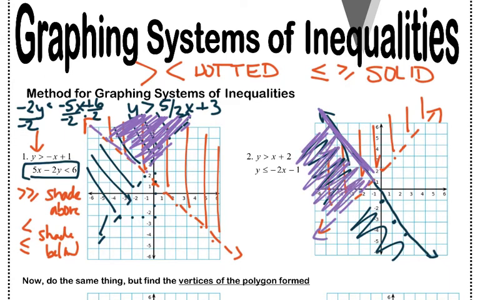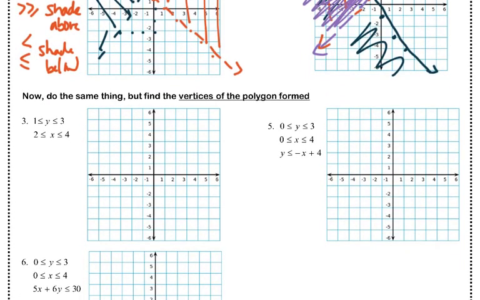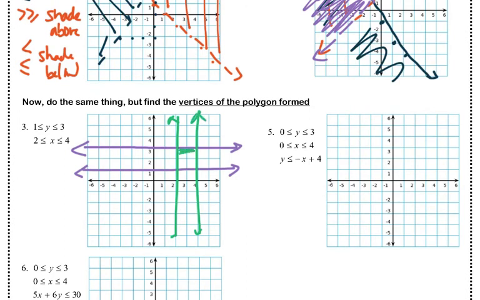And that's it. So now what we're going to do is do the same thing, but we're going to find the vertices of the polygon formed. This is going to set us up for our inequality story problems that we do next. I really like this one because it reinforces that y between two values gives horizontal lines, and x between 2 and 4 gives vertical lines. With all those inequalities, we get this little square right here. When it says the vertices of the polygon formed, it just means the corners of the square. So the corners would be (2, 1), (2, 3), (4, 1), (4, 3). That's all.